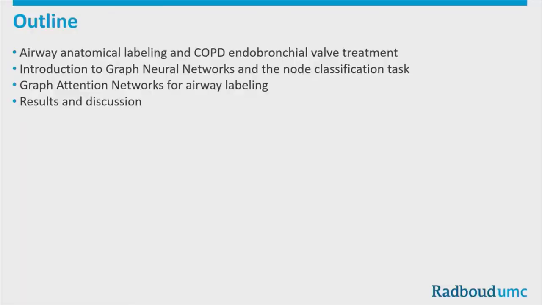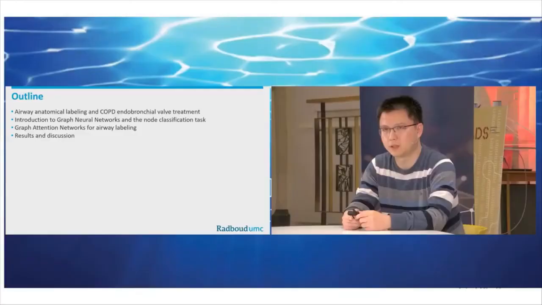And the outline of this presentation will be 4 parts. First, I will introduce the problem: what is airway labeling, and how it can be used for COPD treatment. Second, I will give you a brief introduction about graph neural networks with a simple example and how they can be used for the node classification task. And then I will move on to our methods and how we use graph attention networks for labeling airways. And in the end, we show the results and discuss future directions.